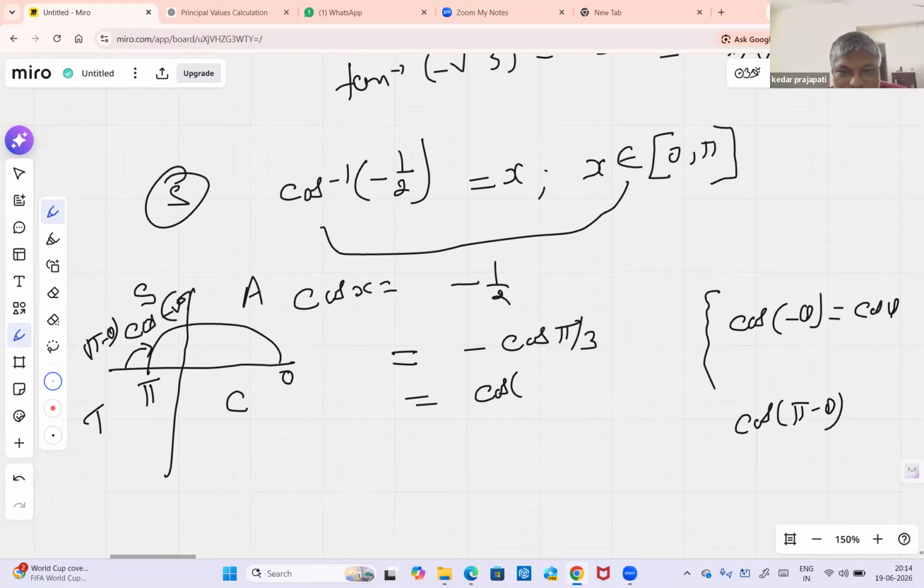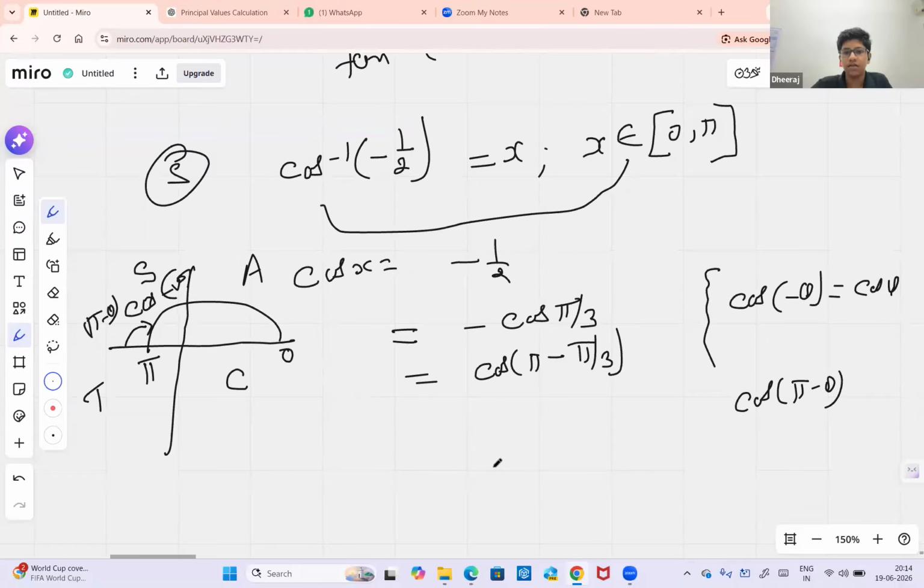Cos of pi minus pi by 3. What we are doing is checking with the principal value. If you do not check this, then you will write x equal to minus pi by 3, which is not correct. So now you solve it.